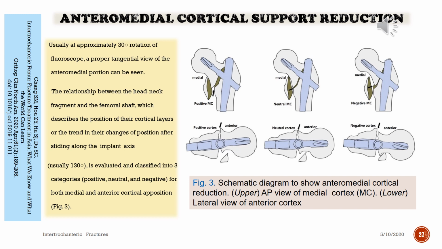Usually at approximately 30 degree rotation of the fluoroscope, a proper tangential view of the anterior medial portion can be seen. The relationship between the head neck fragment and femoral shaft, which describes the position of their cortical layers, or the trend in their changes of position after sliding along the implant axis, usually 130 degrees, is evaluated and classified into three categories: positive, neutral, and negative. For both medial and anterior cortical apposition, look at the figure. This figure is really explanatory and demonstrative.